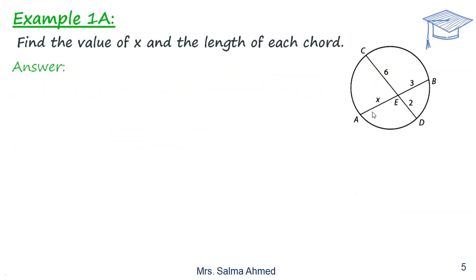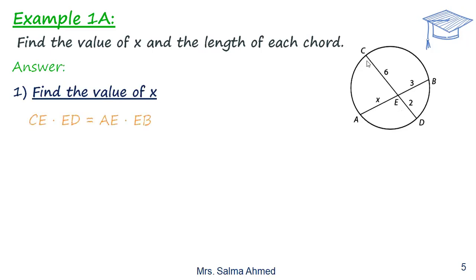Here we have the circle and two chords. Each chord is divided into two segments. Chord CD is divided into 6 and 2, and chord AB is divided into X and 3. Now I'm going to find X by applying the theorem that we took a while ago, that the product of the segments of one chord is equal to the product of the segments of the second chord.